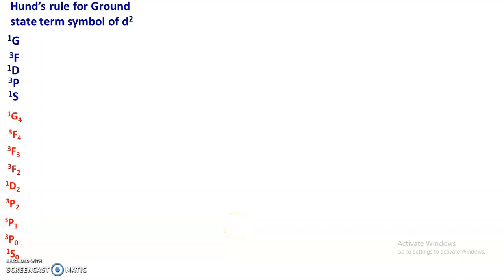Welcome to the online lecture series in inorganic chemistry, and we are discussing the electronic spectra of complexes. In an earlier video, we discussed the determination of the ground state term for d2 configuration. Now in this video, we are going to discuss Hund's rule for determining the ground state term symbol for d2 configuration.